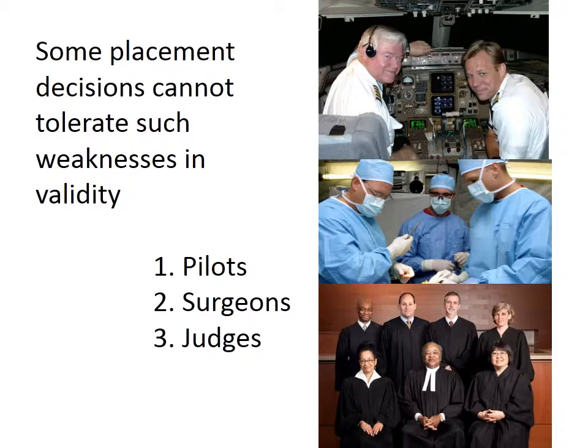And that basically just reflects that some placement decisions cannot tolerate such weaknesses in validity. What I mean by that is, we've already talked about that no matter how good your selection battery is, unless you have 100% prediction, in other words, an R of 1.0, 100% variance explained, there's always going to be some error. So when we create a selection test for a job that basically doesn't allow or have tolerance for error, in other words, there are really horrible consequences for poor job performance, usually that selection battery is going to be just a part of a multiple hurdle system.